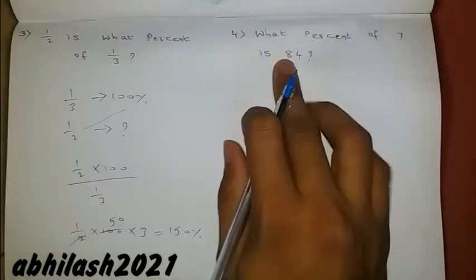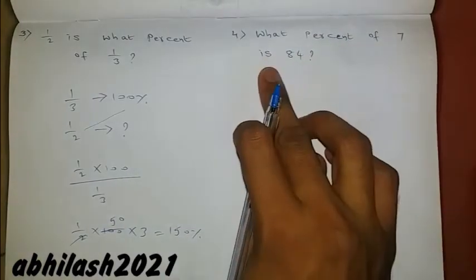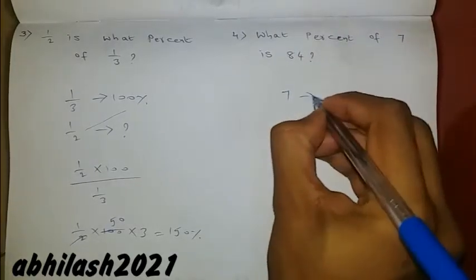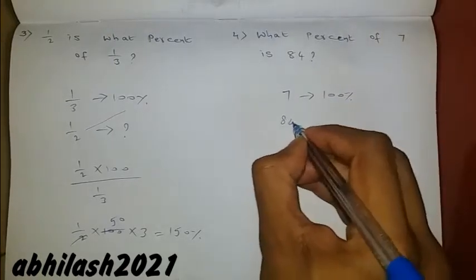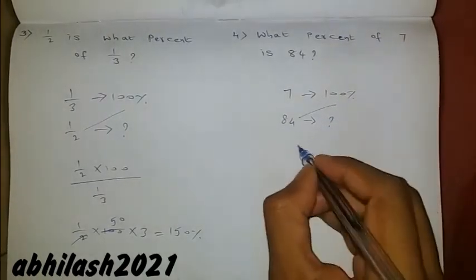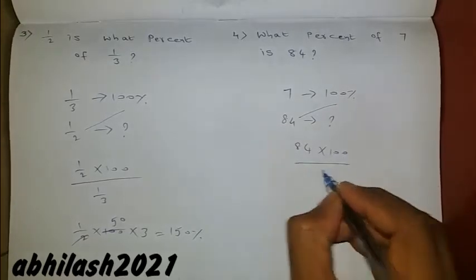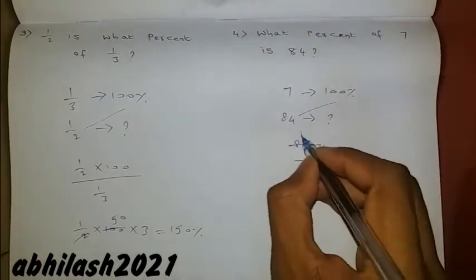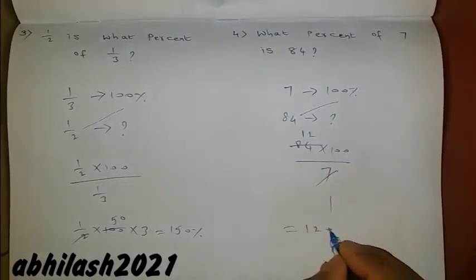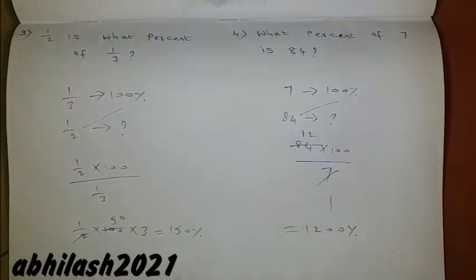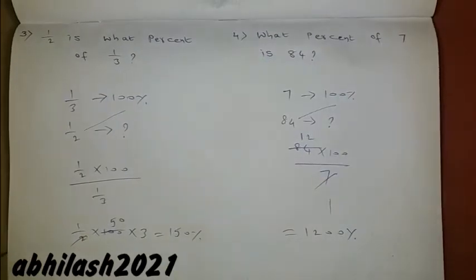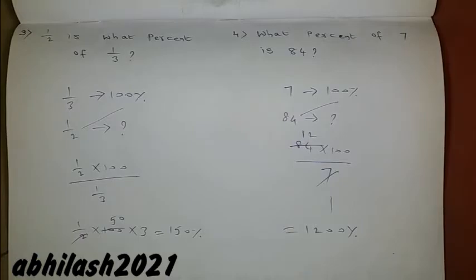Next, what percent of 7 is 84? What percent of 7? So 7 is 100 percentage. Then 84 how much? If we cross multiply, 84 into 100 divided by 7. 7 ones are 7, 7 12s are 84. So 12 into 100, 1200 percentage. So it means 1200 percentage of 7 is 84. Let's move to the next question.